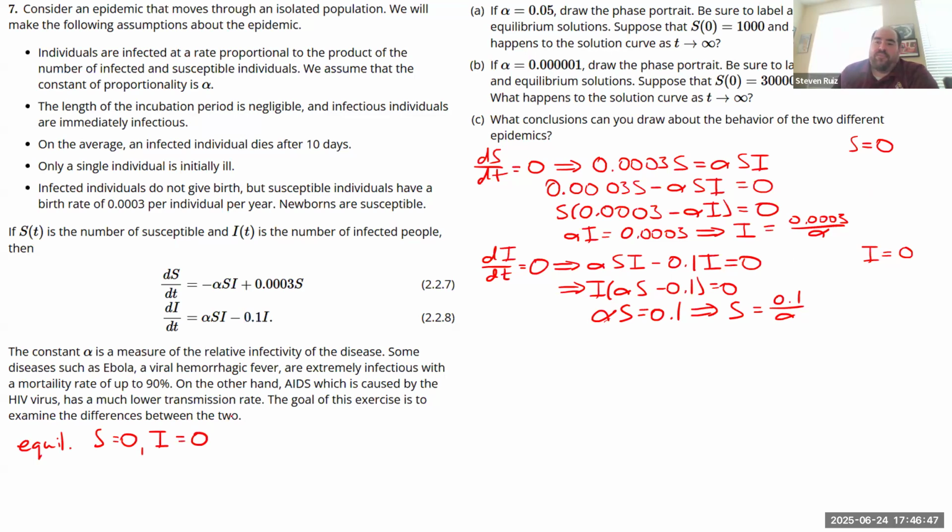So that's 1. Now I will say that's kind of the trivial one, because that really does mean no one's left. No one's susceptible. No one is infected anymore. And then, based on this model, no one's recovering. So that's one nullcline.